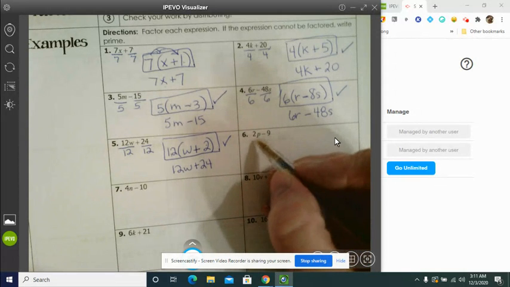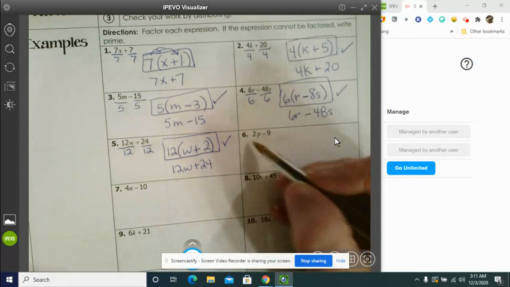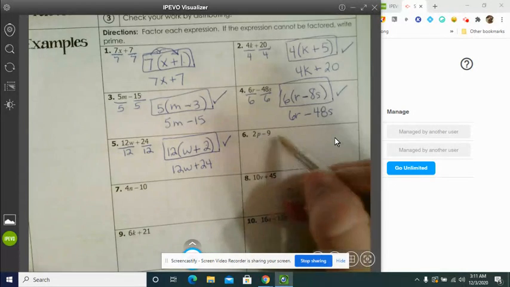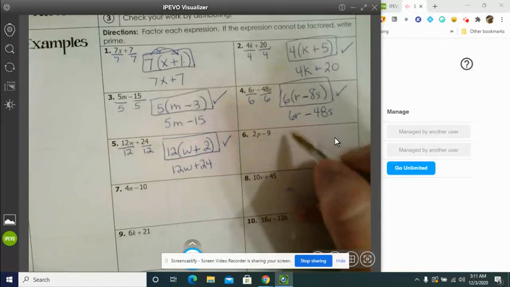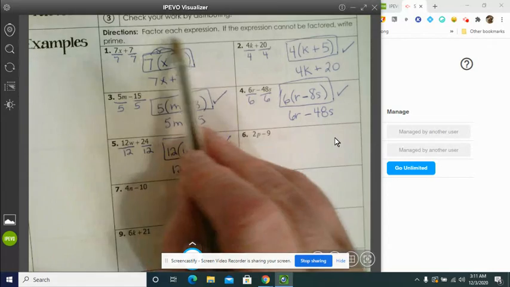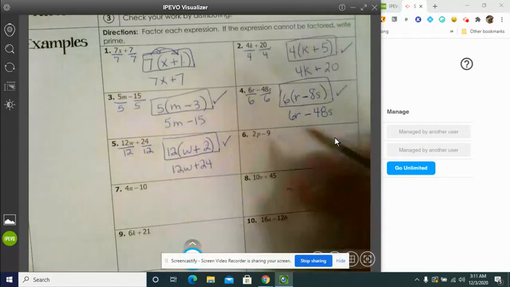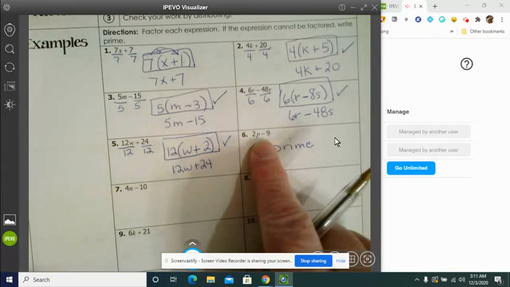Now we have 2p plus 9. Do they share a common factor? Well, 2 is an even number, 9 is an odd number. They do not share a factor. So in this case, it says factor each expression. If the expression cannot be factored, write prime. So we're going to write the word prime because there is nothing to factor here.